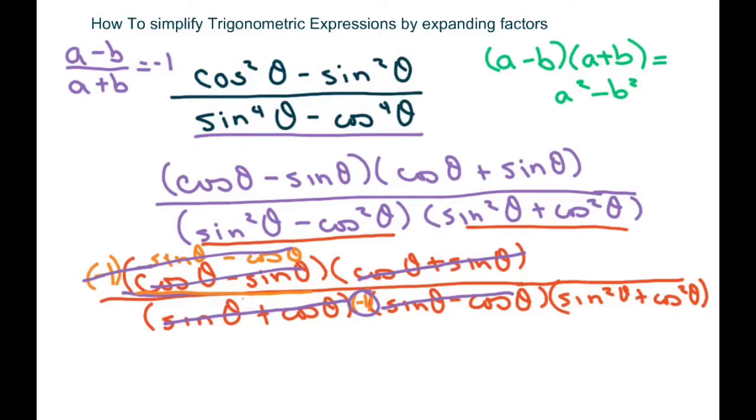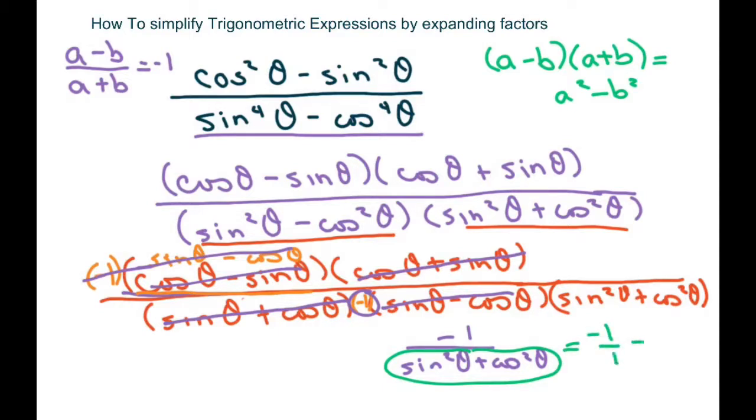And we're still left with the -1. So basically we're going to get -1 over sine squared of theta plus cosine squared of theta. Well, sine squared of theta plus cosine squared of theta is 1. So we get -1 over 1, which equals -1. Alright? Just remember this part. Anytime you have this kind of flip-flop thing going on, that equals -1.